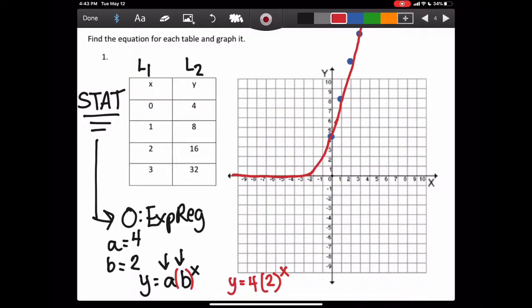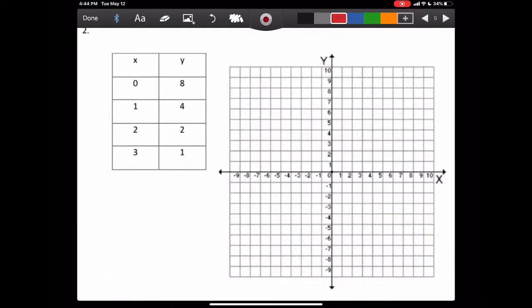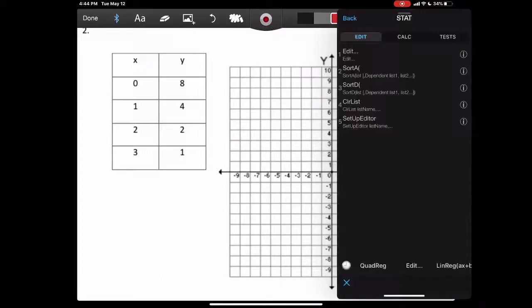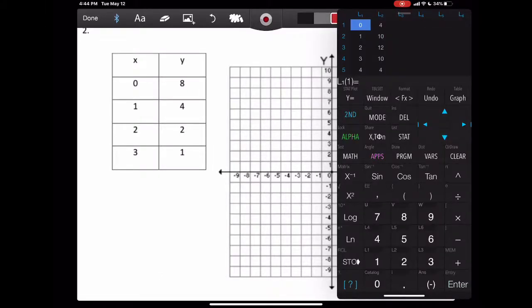All right, let's look at this one. I want you to pause this video and see if you can find that equation before I actually go over it together. All right. So remember, on your calculator, you want to go to stat, hit edit, and put in your table.